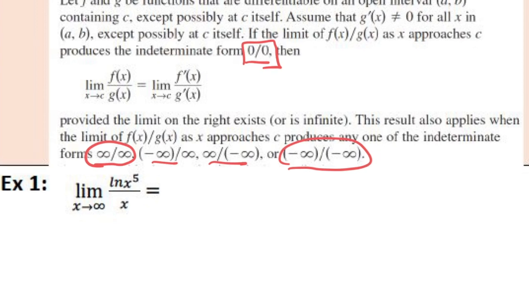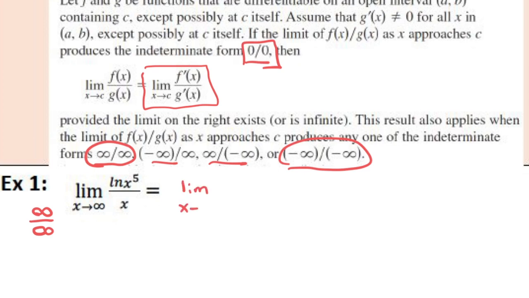Now, as you look at example 1, really what we're trying to figure out is which is faster. Is the log of x to the 5th faster, or is x faster? When you substitute, and you really should, you end up with infinity over infinity. Which infinity is faster? So the way L'Hôpital's rule works is if you have an indeterminate form, you can look at the derivatives of both the numerator and the denominator to determine the limit.